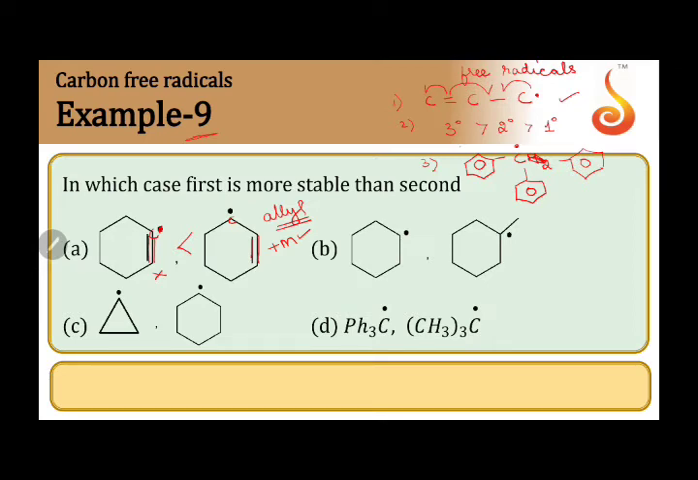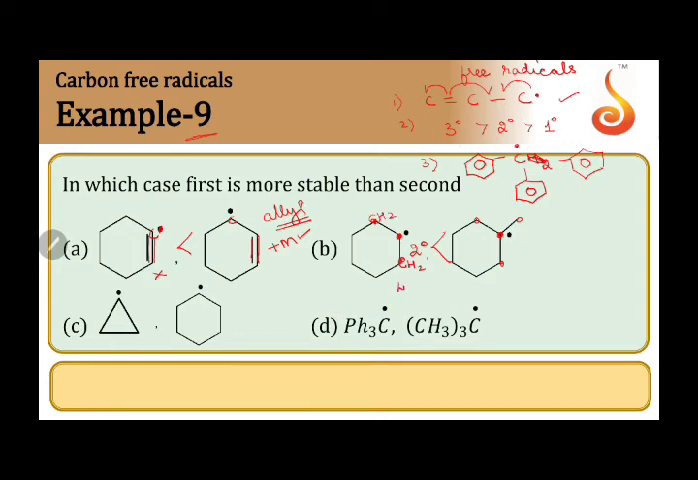In B, we can see that this carbon with the odd electron is secondary. It's attached to 2 carbons, whereas this carbon is attached to 3 carbons, tertiary. So tertiary is more stable than secondary. We can also explain this by counting the alpha hydrogen. Here we have CH2, here also we have CH2.